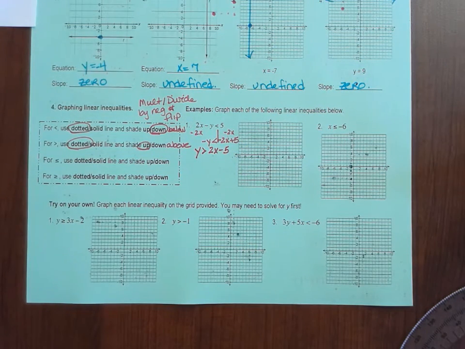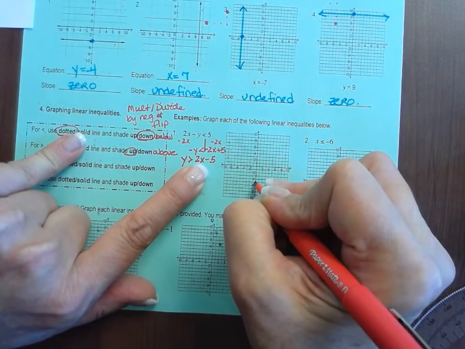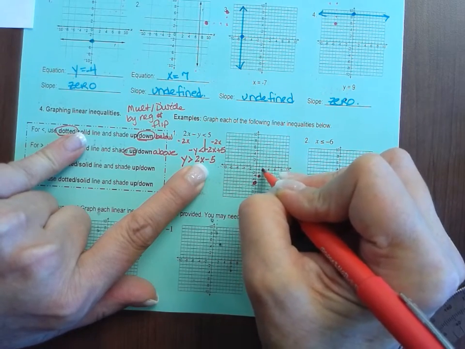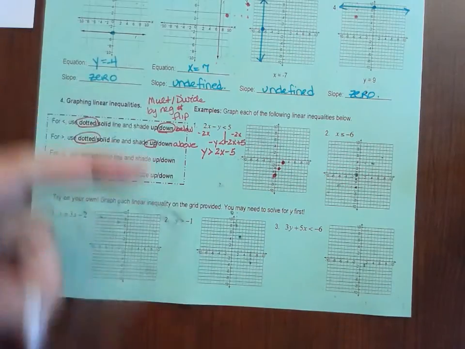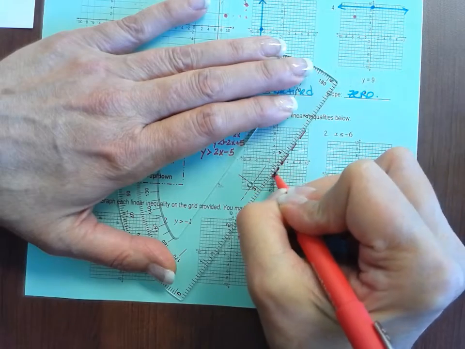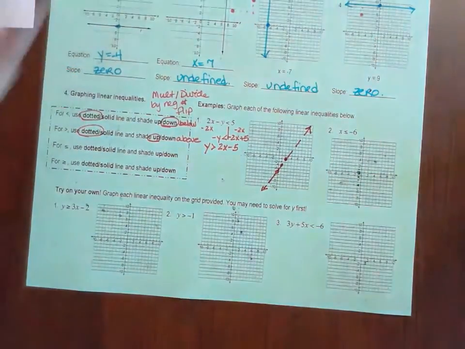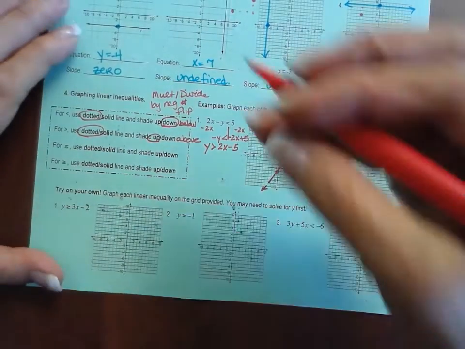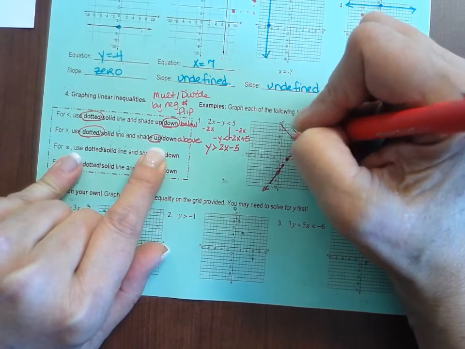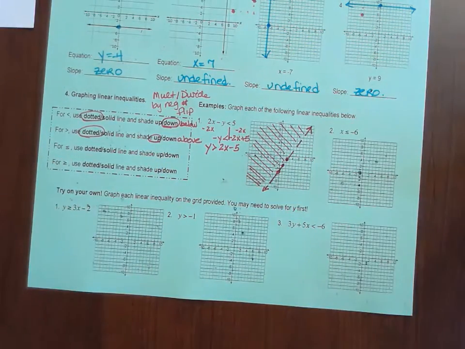Do we agree with that? All right, let's graph it. So negative 5 is my y-intercept. I go up 2 over 1. And since it's greater than, I'm going to use a dashed line. And since it's greater than, I'm going to go above or up to shade. Okay.